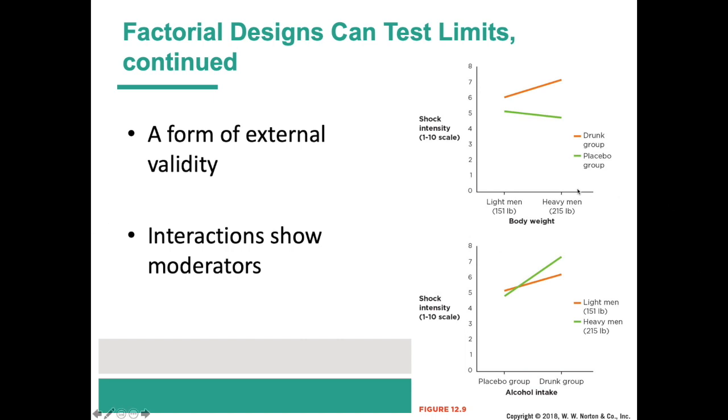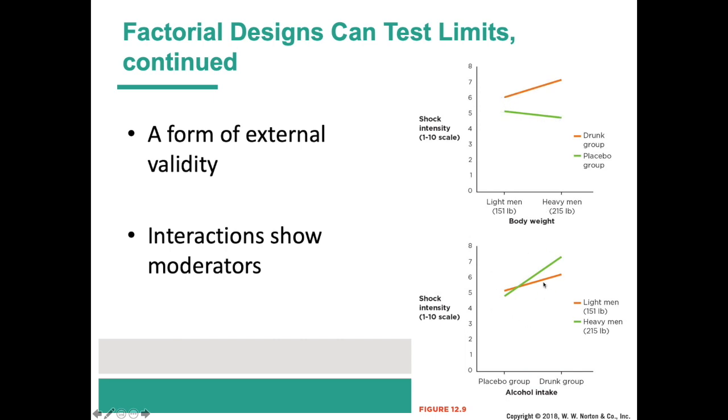So in this case, the drunk group and placebo group, if you have light men, so not very heavy, and heavier men. And so the effect of being drunk is actually stronger for heavier men than for lighter men. The difference here isn't as big as here. So the difference between the placebo group and the drunk group is a lot stronger for the heavy men. So here you have an interaction because the lines aren't parallel. They're coming together over here.